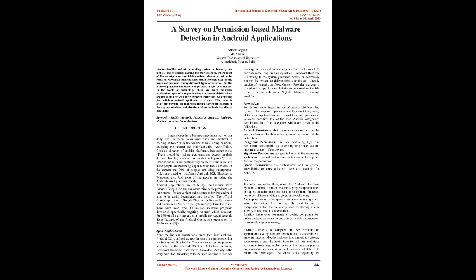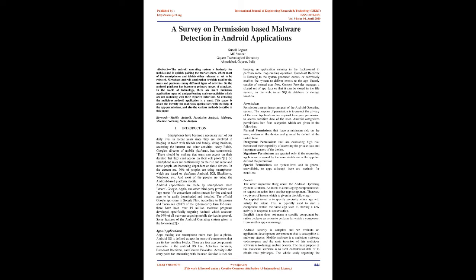According to Hypponen and Tuominen, 2017, of the cybersecurity firm F-Secure, there have been over 19 million malware programs developed specifically targeting Android, which accounts for 99% of all malware targeting mobile devices in general. Some features of the Android operating system are given in the following. 2. Apps, applications. Apps make our smartphone more than just a phone.